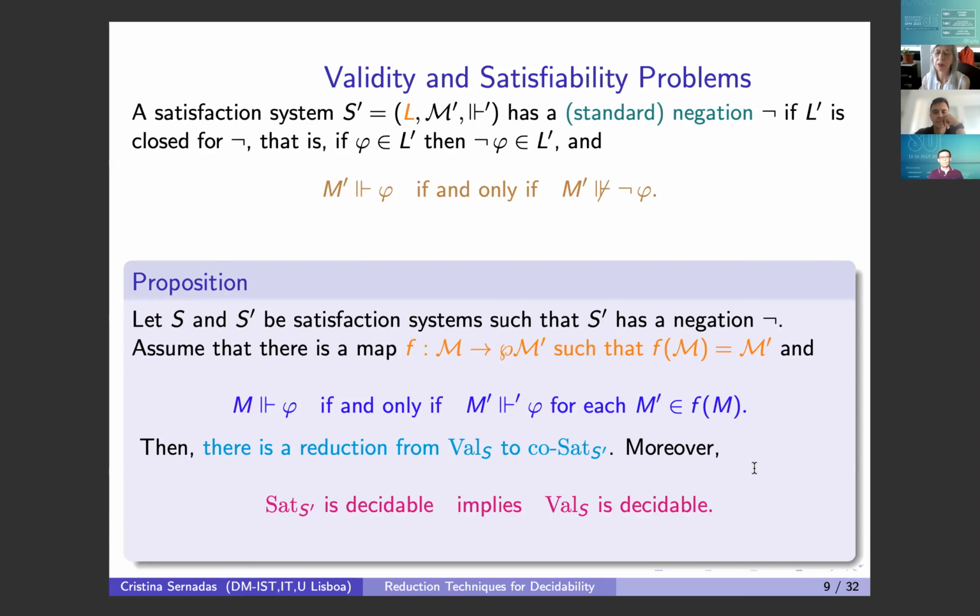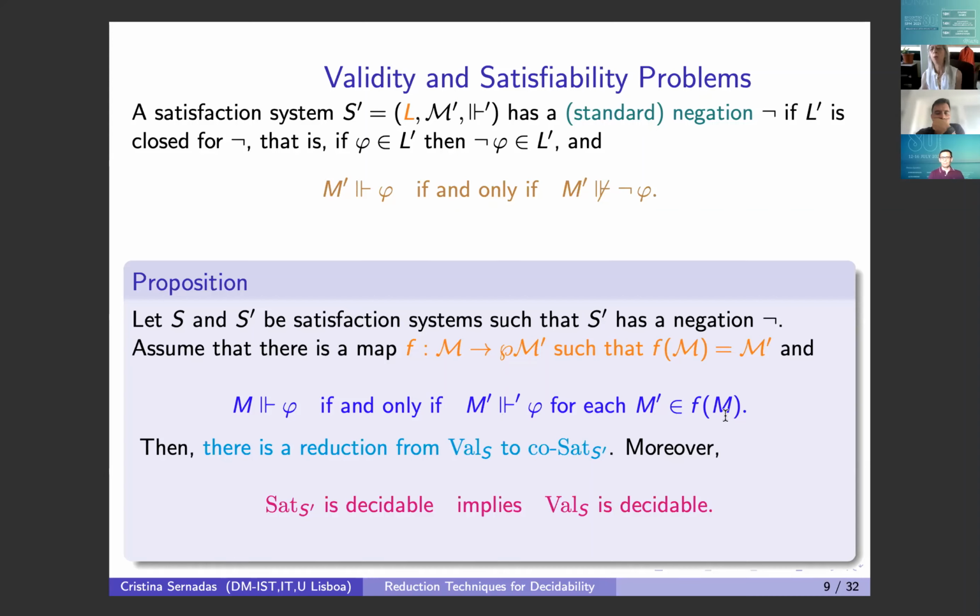For proving this, I need to state something else. Please observe that S and S prime have the same language, which is L. And I'm also assuming that S prime has negation. Moreover, I'm assuming that there is a map that assigns to each model in M a subset of models in M prime. And I'm assuming some kind of surjectivity, in the sense that every possible model in M prime is needed for the map. And if this happens, I can prove that M satisfies phi if and only if M prime satisfies phi for every M prime that belongs to the image by F of M.